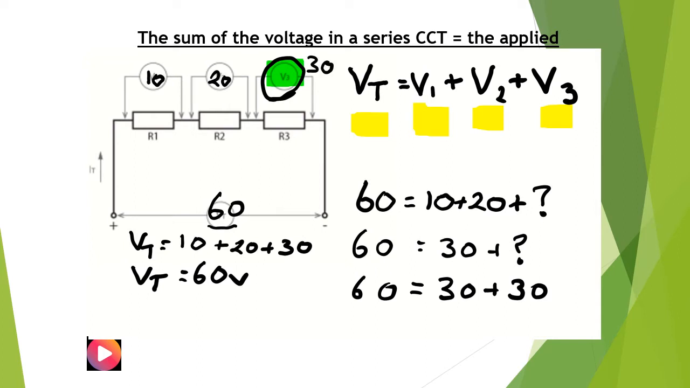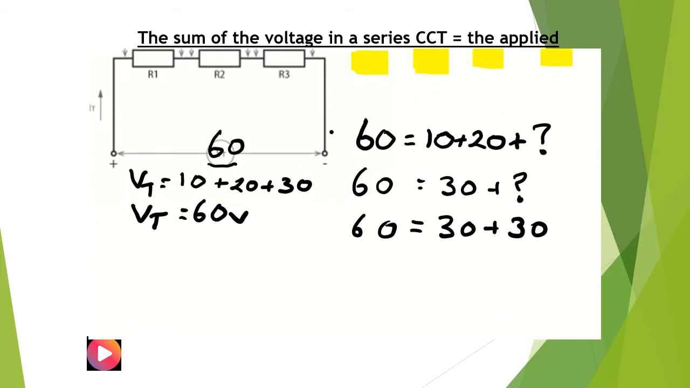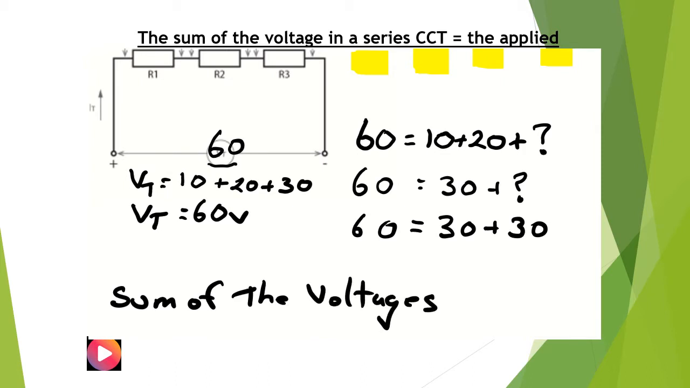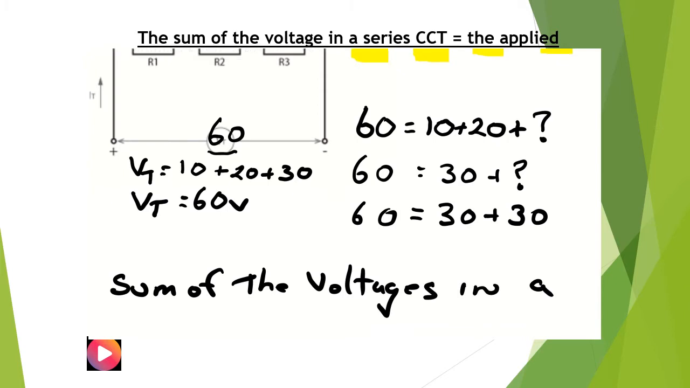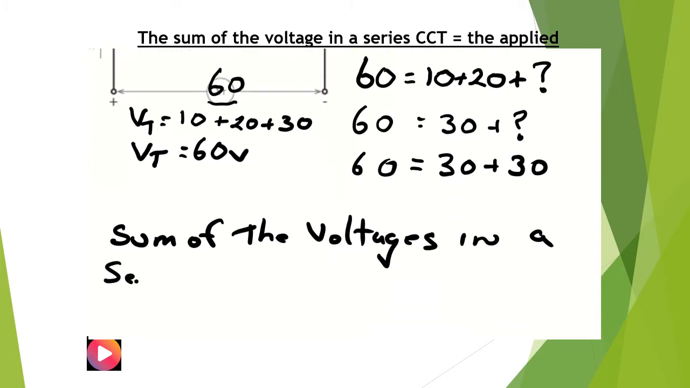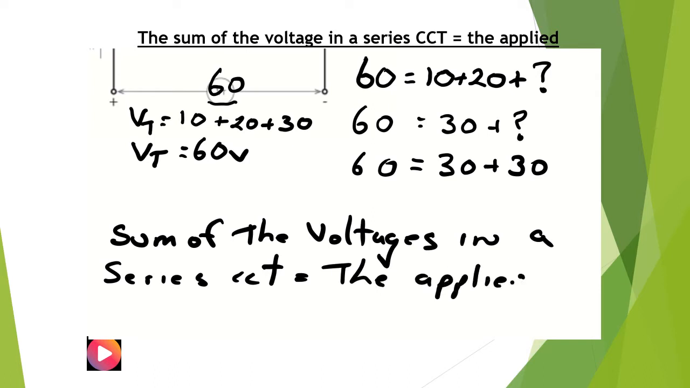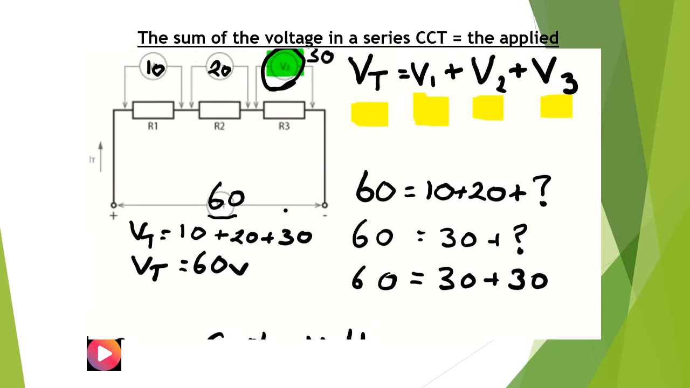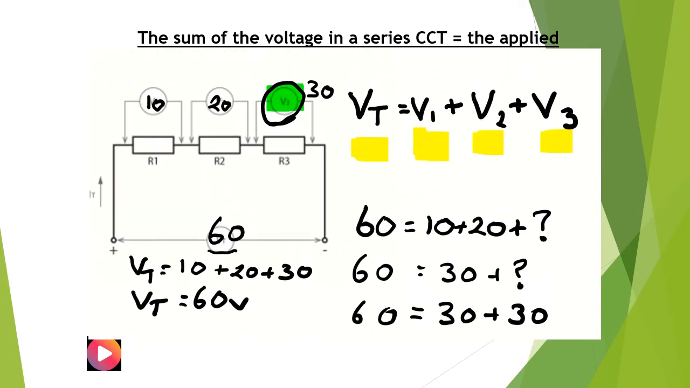So just in conclusion, we must realise that the sum of the voltages in a series circuit equals the applied voltage. A very fundamental and key thing to realise. I hope that sorts that one out.